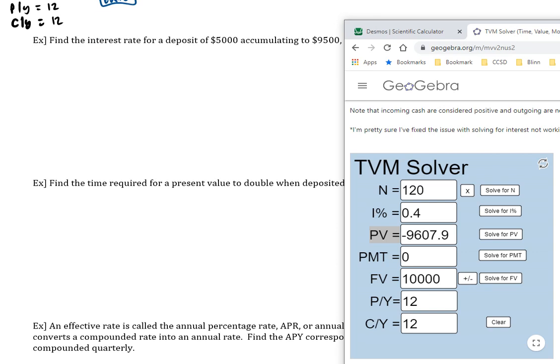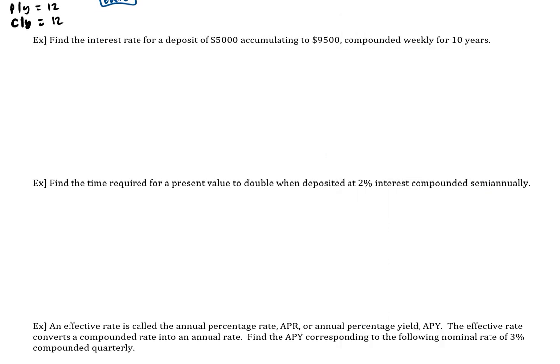All right, so let's break this down. Let's see these other ones. In this example, it says find the interest rate for a deposit of $5,000 accumulating to $9,500, compounded weekly for 10 years. I see compounded, so I'm going to go ahead and write my menu with all blanks. I'm just copying the same thing that's in the calculator. All right, and now let's start to fill these in.